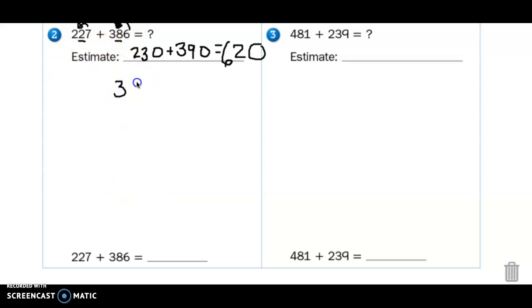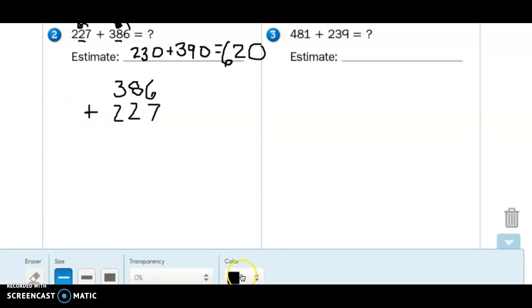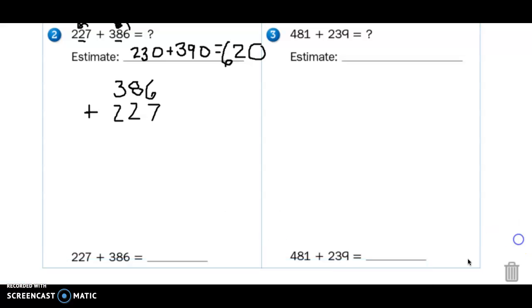386, that's my bigger number, plus 227. Keeping these nice and organized is going to be very, very important. I should have drawn this on the bottom. Oh, look at that straight line. Draw in your columns and let's label them.